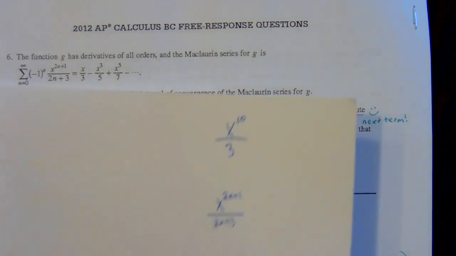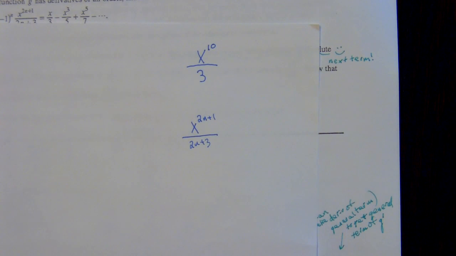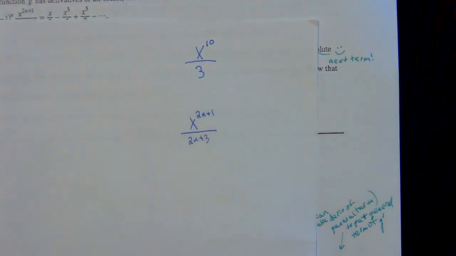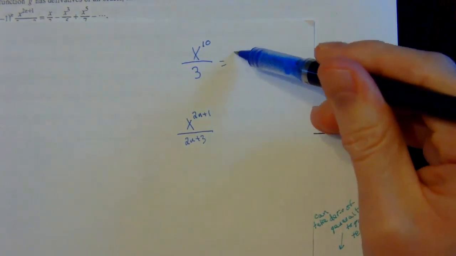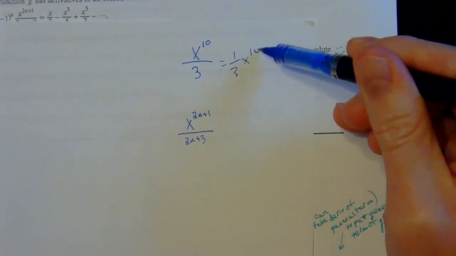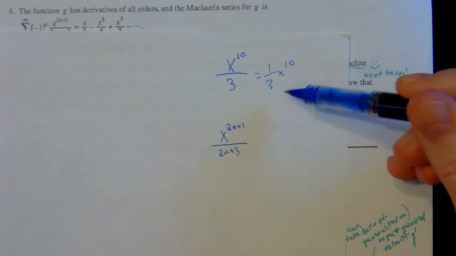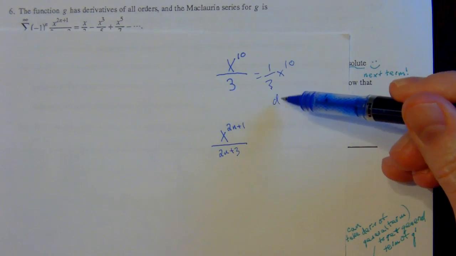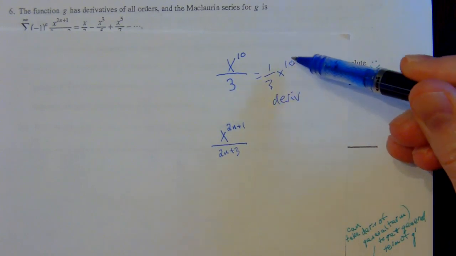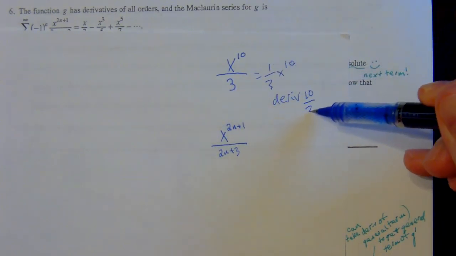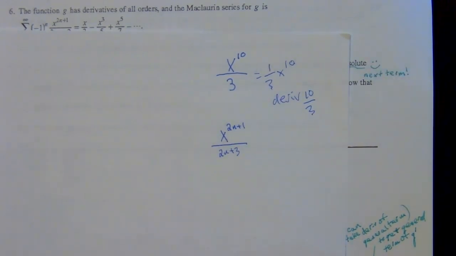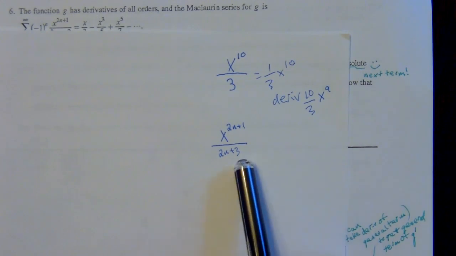So let's actually do that from scratch. I think that'd be beneficial. Let's do an easier problem. If I give you x to the 10th over 3, we know that's the same thing as 1/3 x to the 10th, right? And so when you take the derivative, you're just going to multiply by the power. You're going to go 10, and then the 3 stays there, right? It's just 10 times the 1/3. So it's going to be 10/3, and then you're going to decrease that power by 1. That's all I'm going to do right here.